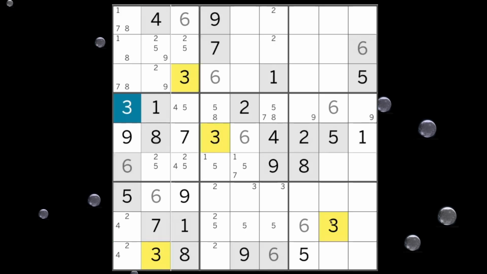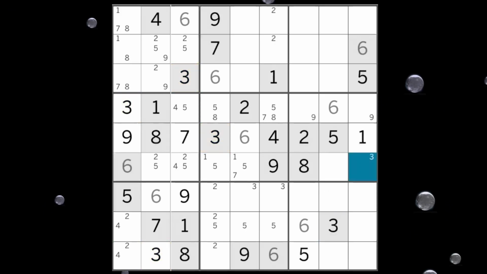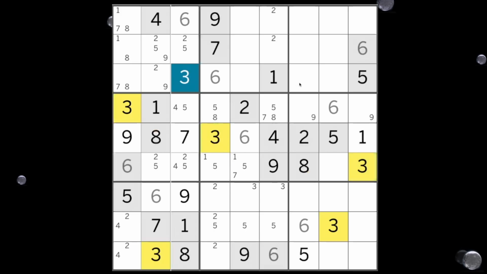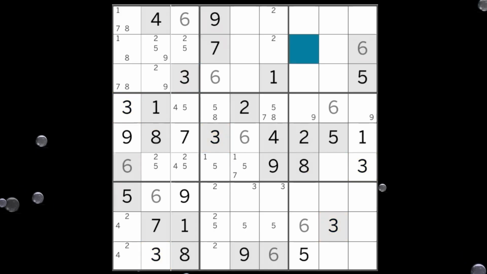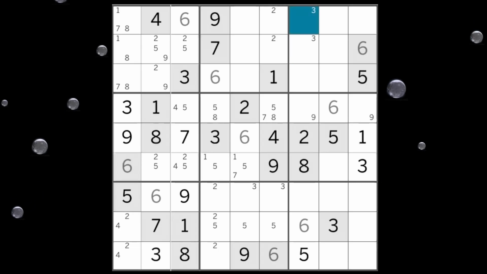This 3 and this 3 means the 3 could only be in that box. And these 3 means that the 3 has to be in one of those 2.